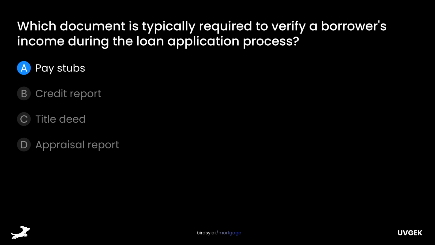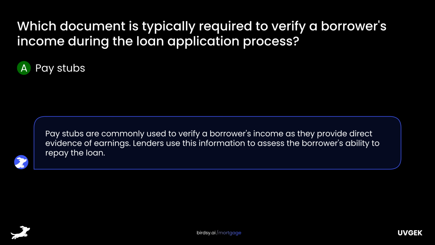Is it A. Pay stubs, B. Credit report, C. Title deed, or D. Appraisal report? The answer is A. Pay stubs. Pay stubs are commonly used to verify a borrower's income as they provide direct evidence of earnings. Lenders use this information to assess the borrower's ability to repay the loan.